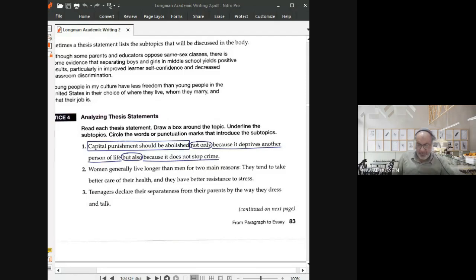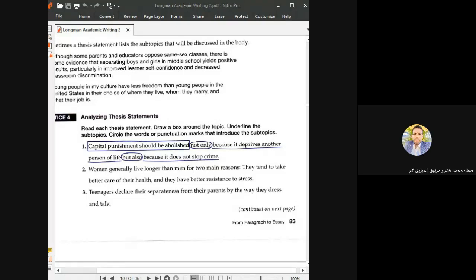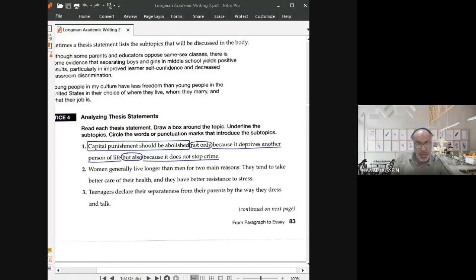Where are they? Sorry. After punctuation marks, because it's a private, another person or life, and because it doesn't not stop. Okay, we don't have a punctuation mark here. Safa, we don't have a punctuation mark. We have a signaling word that introduces the sub ideas. Thank you very much, Safa.